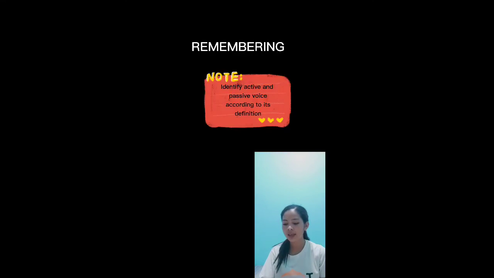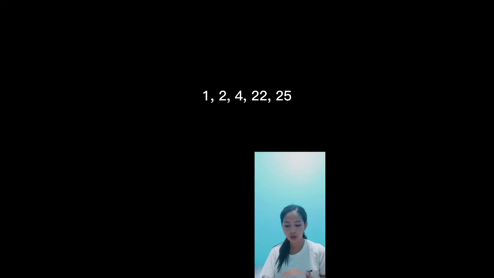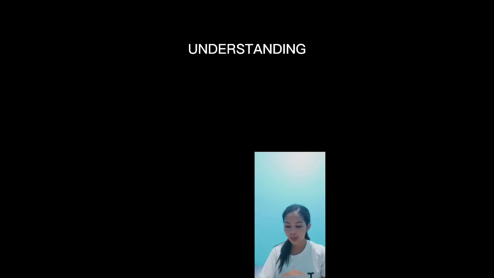So the first level is remembering. Our objective for remembering is the students will be able to identify active and passive voice according to its definition. Item numbers are 1, 2, 4, 22, and 25. So that's 5 items, and it is 10% of the test. Second is understanding. Choose the appropriate form of voices in given sentences. Item numbers 6 to 10, so that's 5 items again, and that's 10% of the test.